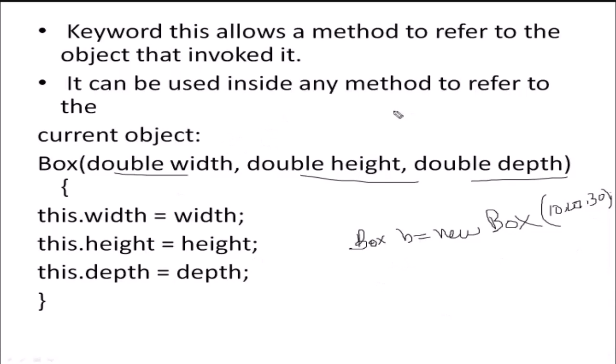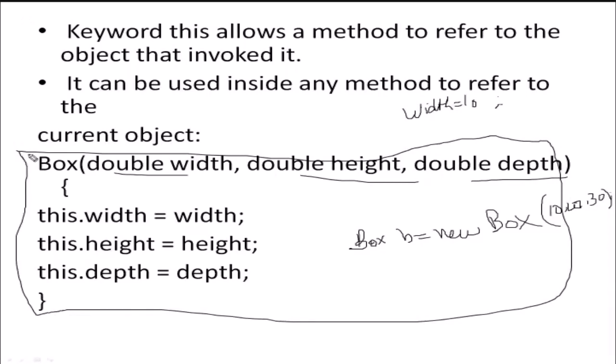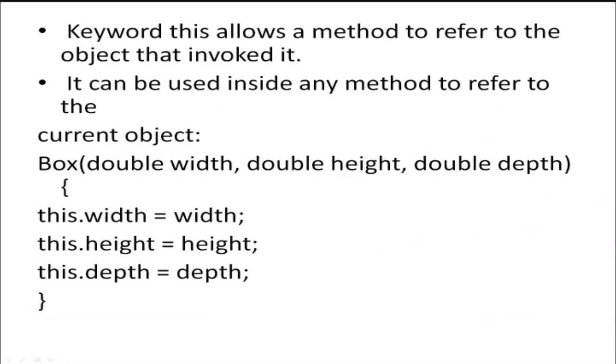Sometimes values are assigned like width equal to 10, but for this particular method it should be applied. So for that purpose, what we are going to do is this dot width, this dot height, this dot depth. It means this is not going to override the previous objects. For that purpose, we are using this.